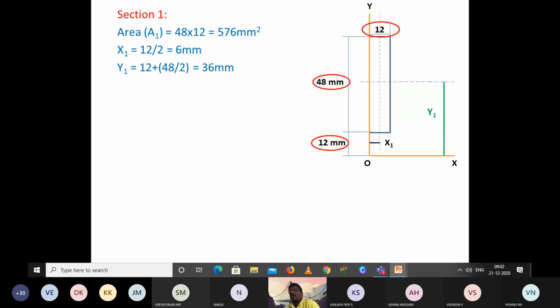When you are solving the problem also, please make a note of it. You have to draw like this, and then only you won't make any mistake. If you are confident about that, there is no need to draw all these things. Directly you can write the answer.